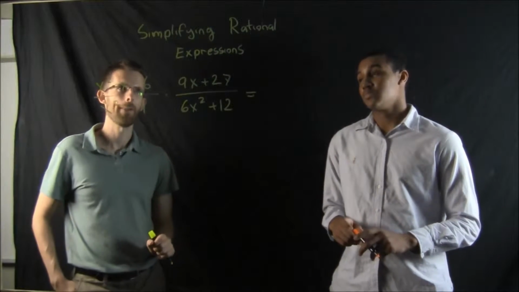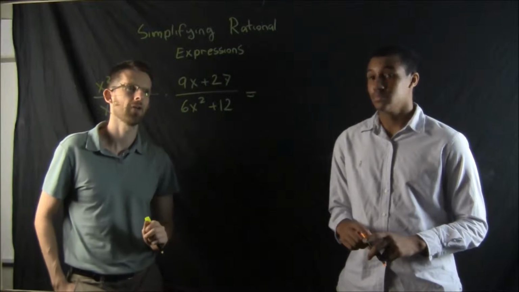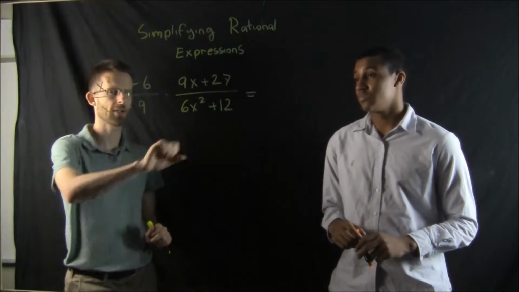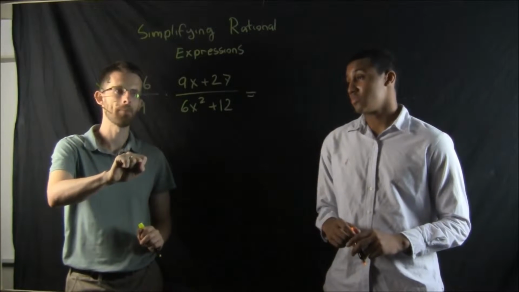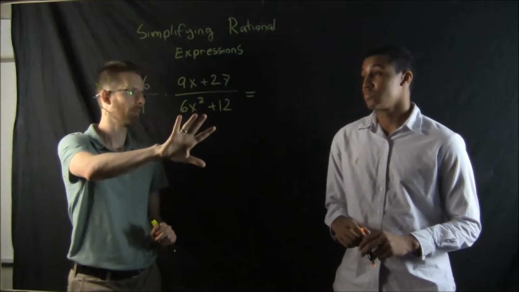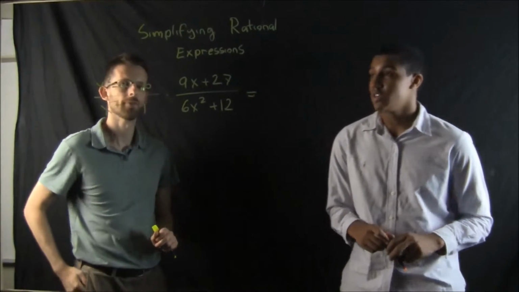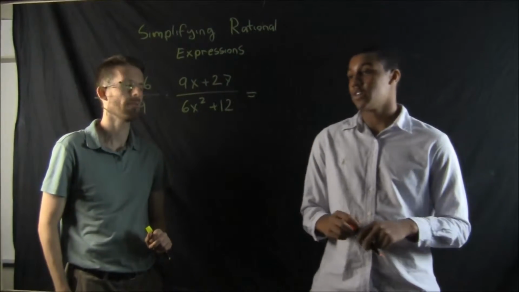Curtis Staples, and we're continuing talking about simplifying rational expressions. So here we're actually going to be multiplying two rational expressions. When I'm multiplying rational expressions, what's my plan, my initial plan here? Okay, so first we're going to start by factoring everything out.